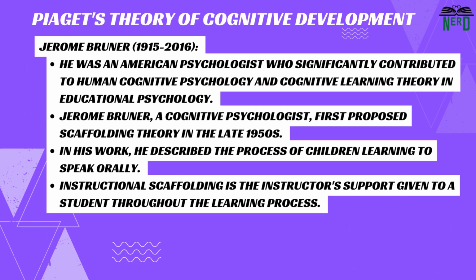Now, we can have a brief discussion on other cognitive theorists. We will begin with Jerome Bruner. He was an American psychologist who significantly contributed to human cognitive psychology and cognitive learning theory in educational psychology. He first proposed scaffolding theory in the late 1950s. In his work, he described the process of children learning to speak orally.